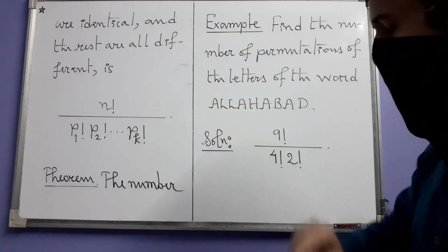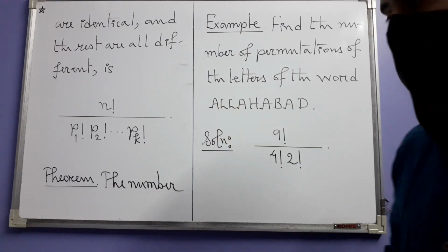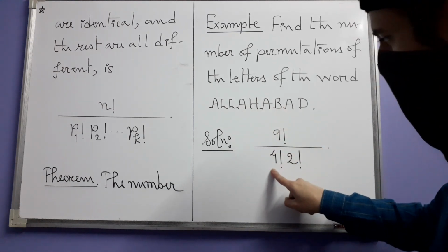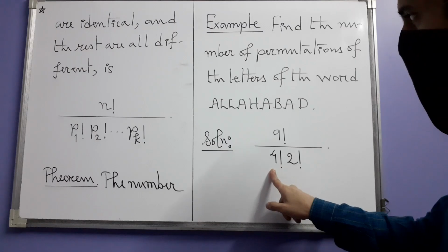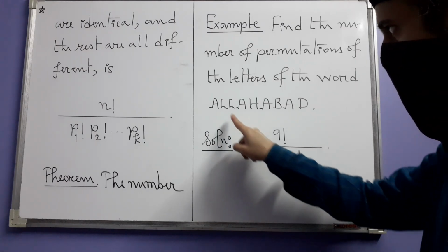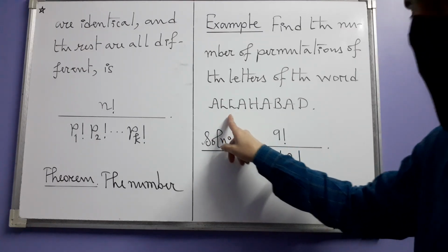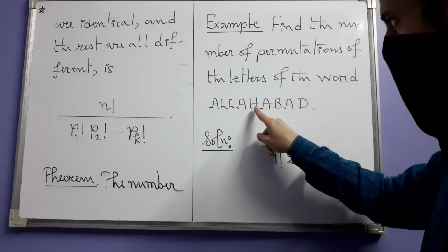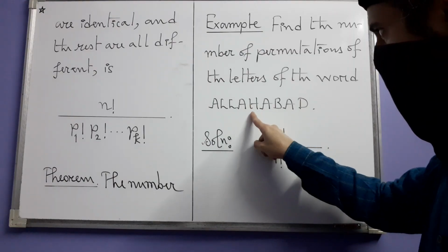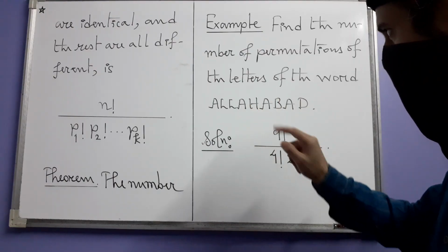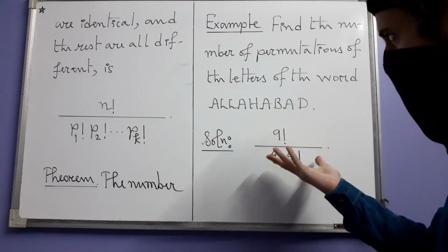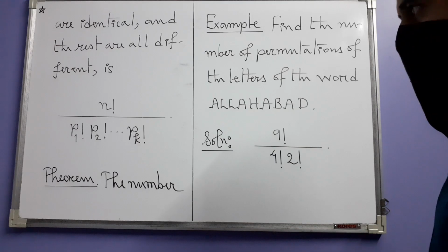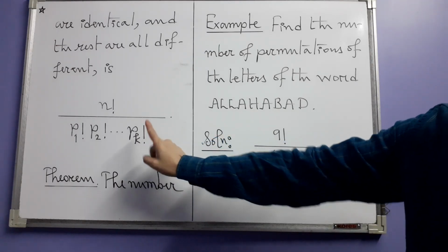Is A appearing more than once? Yes. How many times? 1, 2, 3, 4. So you divide by 4 factorial. Is anything else also repeated? Yes. L is appearing 2 times. So you also write 2 factorial here. Anything else? Besides these letters, you have H. No, that is appearing only once. B, that's also only once, and D only once. So this is your answer, and that comes from this, of course.